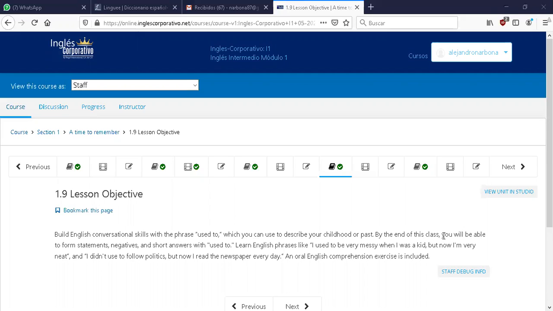Now, note, here it says you will be able, but remember, I always try to contract so you can get used to. So I'm going to say you'll be able to form statements, negatives, and short answers with used to. Learn English phrases like: I used to be very messy when I was a kid, but now I'm very neat.